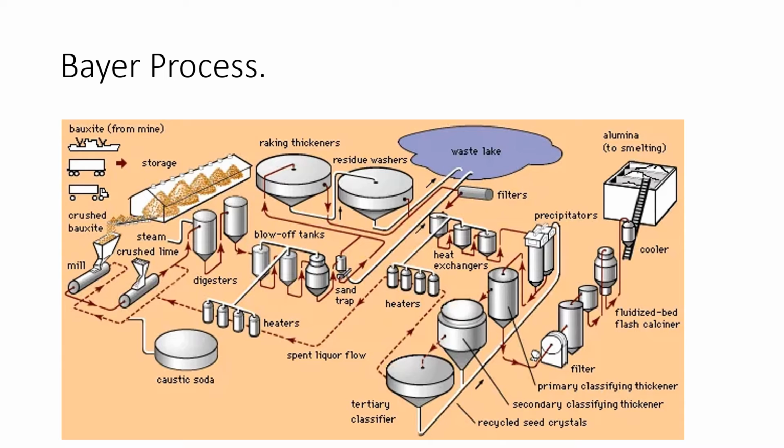Coarse materials are removed in crude cyclones called sand traps. Finer residue is settled in raking thickeners with the addition of synthetic flocculants. And solids in the thickeners' overflow are removed by cloth filters. These residues are then washed, combined, and discarded.